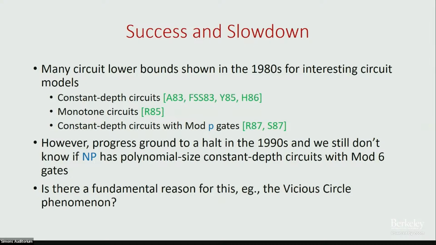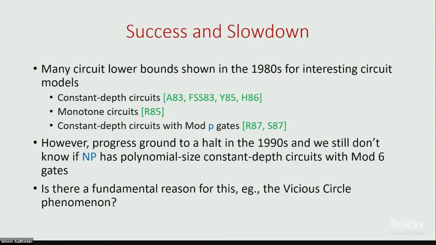And then Razborov and Smolensky showed lower bounds on constant depth circuits with gates that check whether the input has a number of ones that's a multiple of a prime or not. So those are mod p gates. There are many different techniques involved in these results. So this was a period that was rich in techniques and seemed to be making progress. But in the 90s, progress ground to a halt, and we still have no idea if NP has polynomial size constant depth circuits, even say with mod 6 gates. So 6 is not a prime, so these techniques don't apply, but we have no idea whether this is the case or not. So we seem to be stuck.